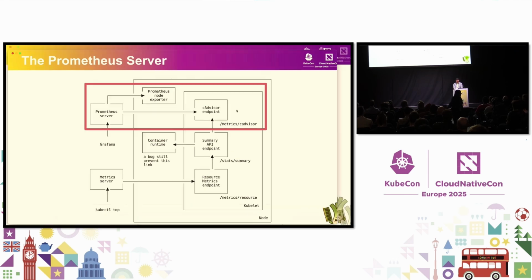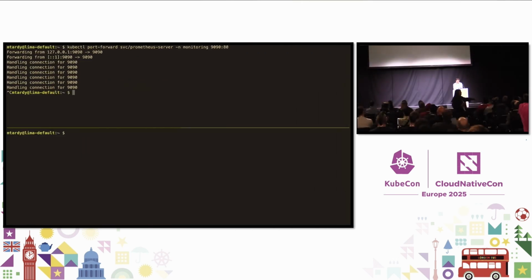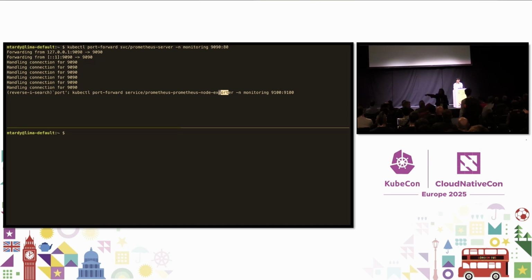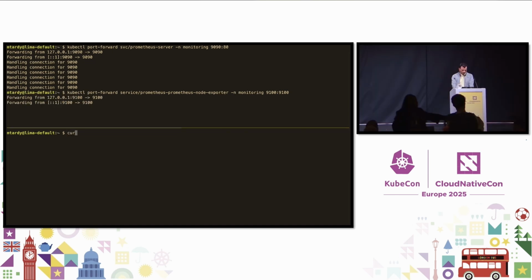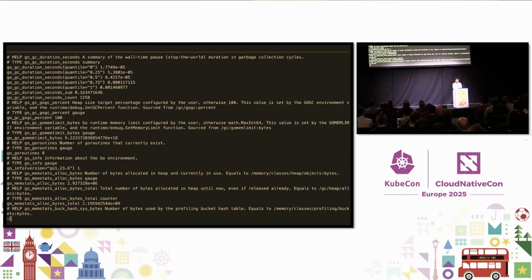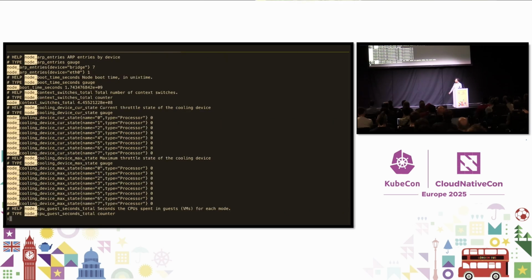So if you want to take a look at this thing, you can port forward the service, this one. And with curl, for example, you can query the metrics path and put it into less. If we do that, we will see a bunch of metrics exposed here, like a bunch of Go-related metrics, but the vast majority of the metrics will start with this node prefix. So this is not really what we are looking for.